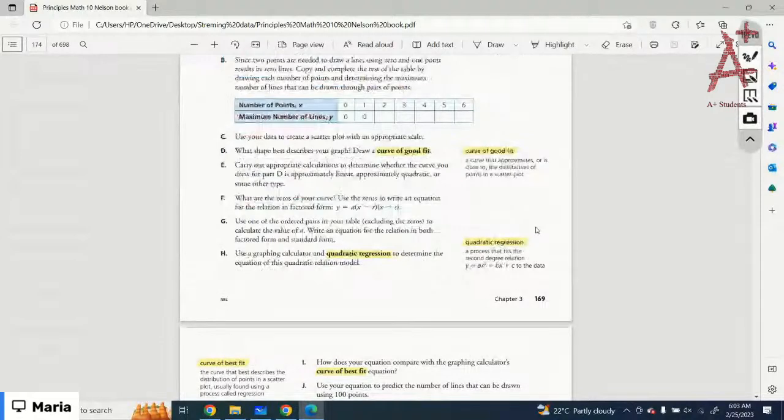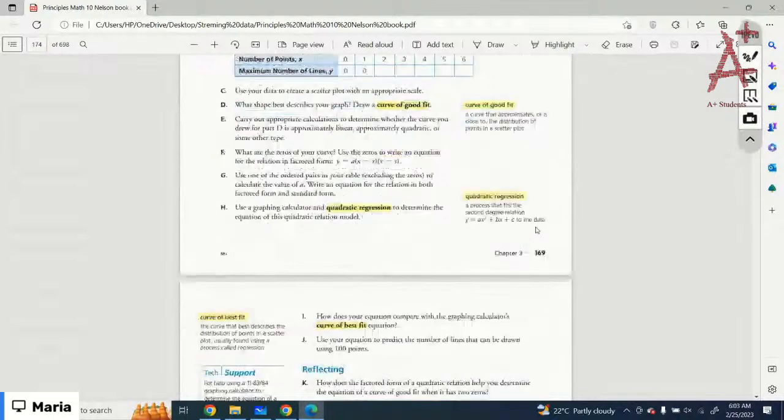A curve that approximates or is close to the distribution of points in a scatter plot is known as a curve of good fit. Quadratic regression fits the second degree relation y equals ax squared plus bx plus c to the data.